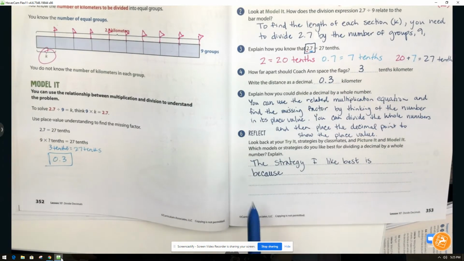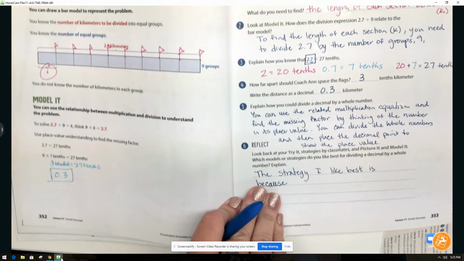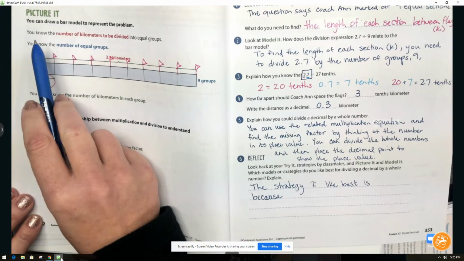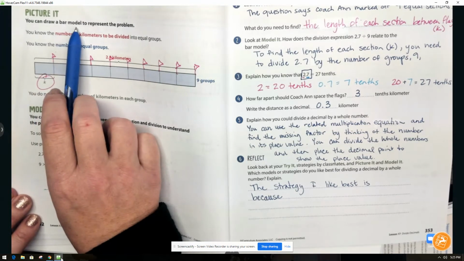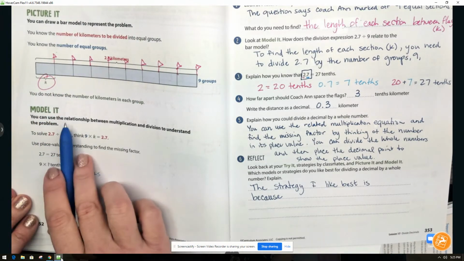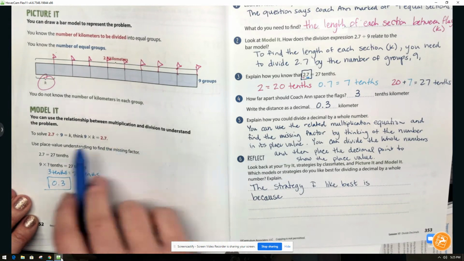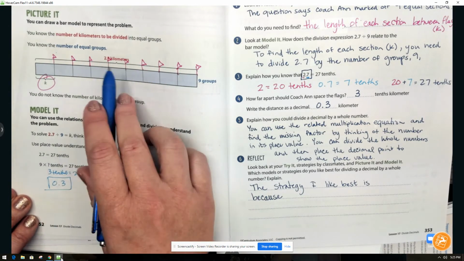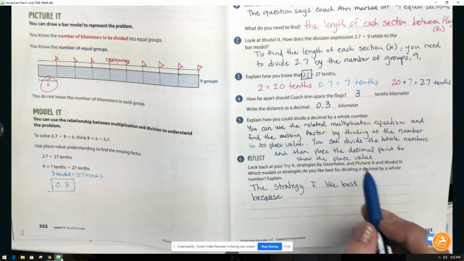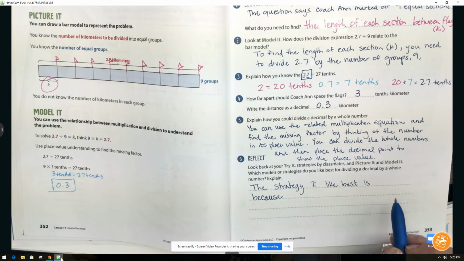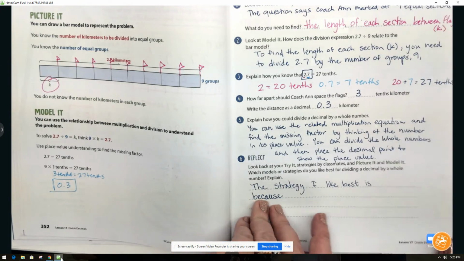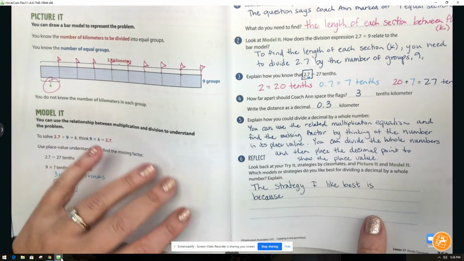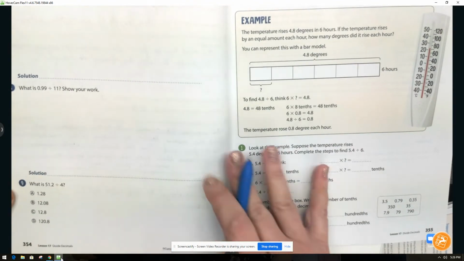Now, we're going to look at number 6. Remember, it's always our reflect about the strategy that we like best. So today, we learned 2 different strategies. The first strategy we used to divide a decimal by a whole number is to draw a bar model to represent the problem. We also use the relationship between multiplication and division to understand the problem. So would you rather, or which do you prefer, using a bar model or using multiplication to divide? Either of those methods will work, and they both are quite effective, actually. All right, go ahead and go to the next page.